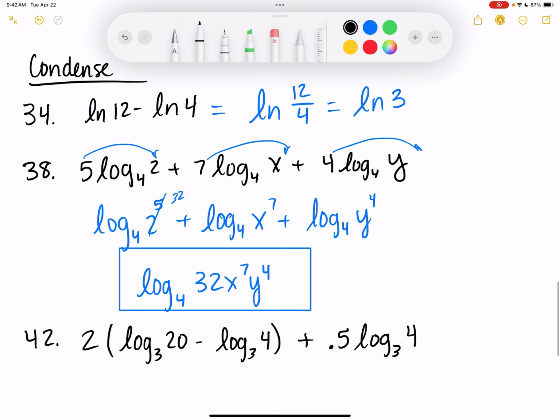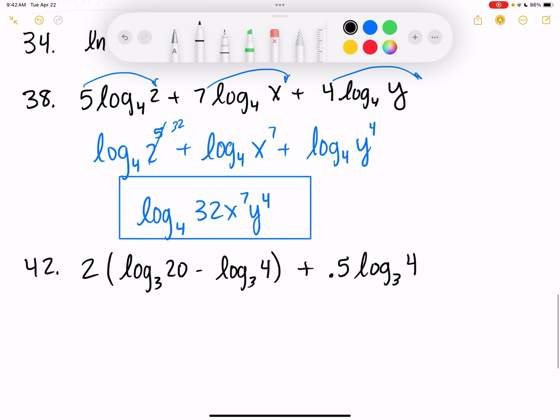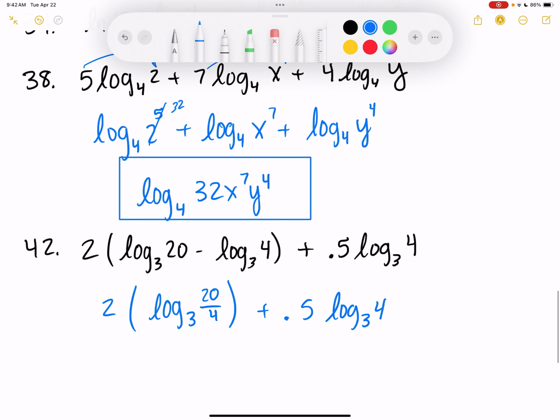Anyways. So when I have one like this, the first thing I would do is what's in parentheses before I throw this 2 up top, because it will make it easier. So this is 2 times log base 3 of 20 over 4, and then plus 0.5 log base 3 of 4, which I'll do in this step. Now, 20 over 4 is what? 5, so I'm going to rewrite that as 5.